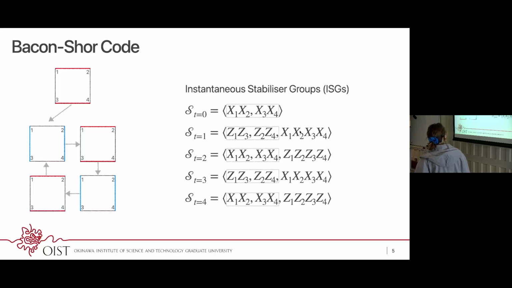the newly applied measurements. At the next time step, we again perform the XX pair measurements, and these enter the stabilizer group, and the ZZ pair measurements are removed, while the product of the ZZ pair measurements remains in the stabilizer group. This repeats periodically. So the instantaneous stabilizer group at any time step will only contain the measurements you performed and the stabilizers that commute with the measurements you performed.